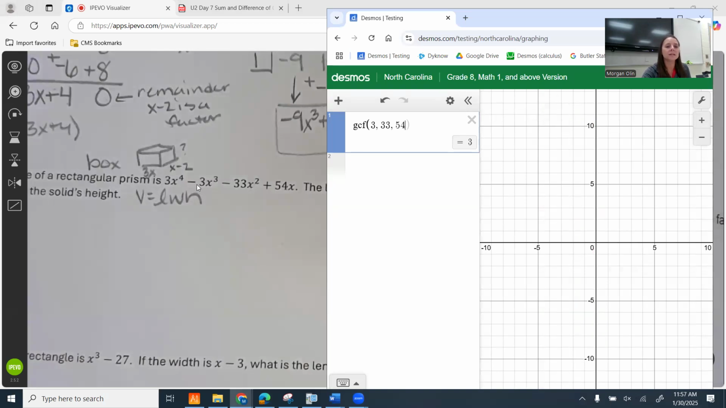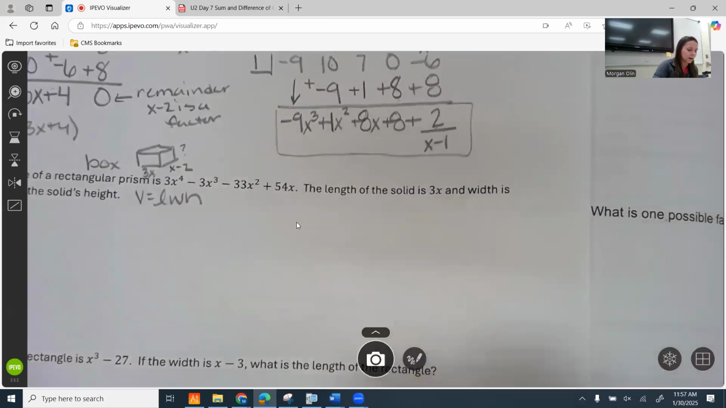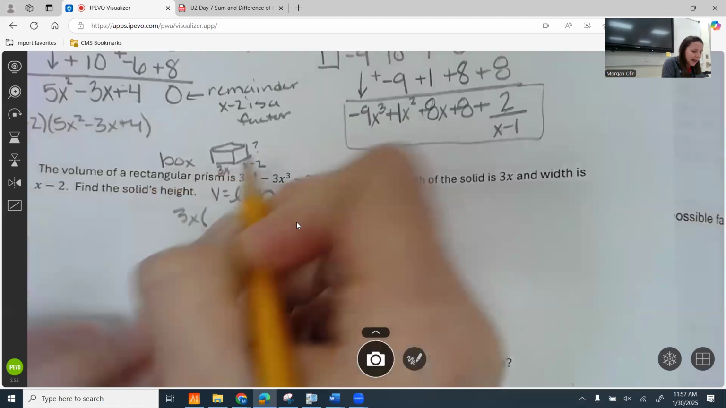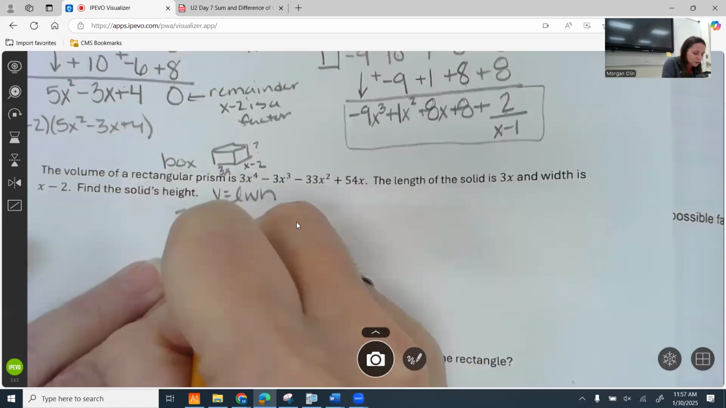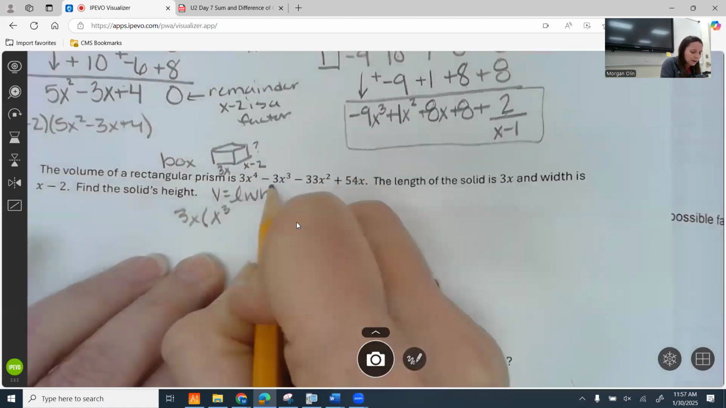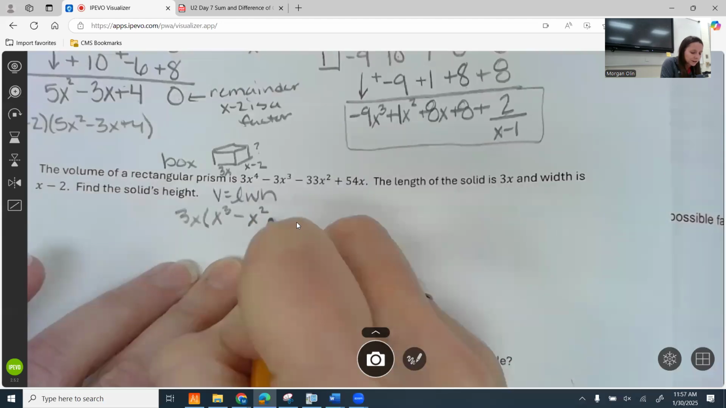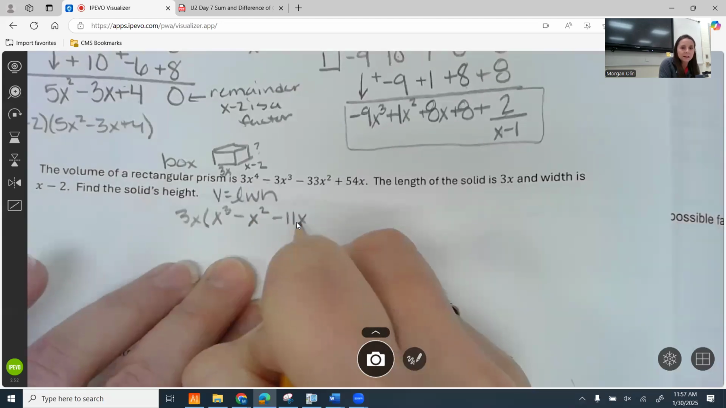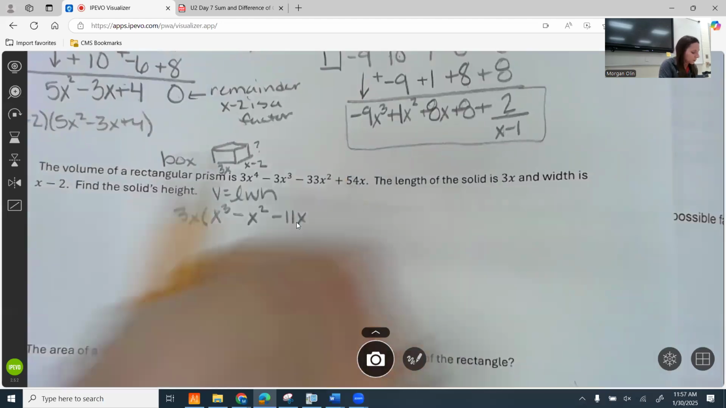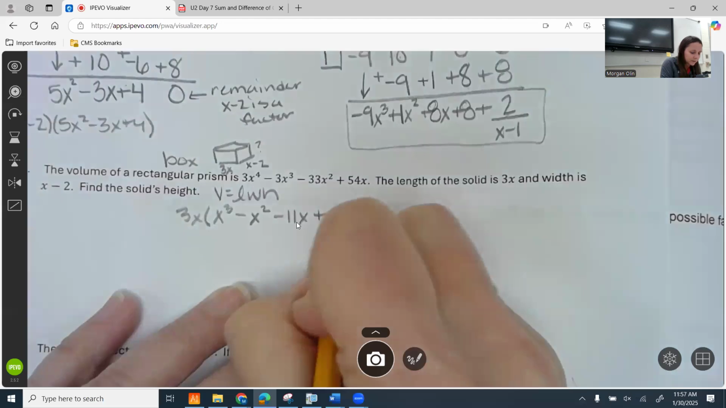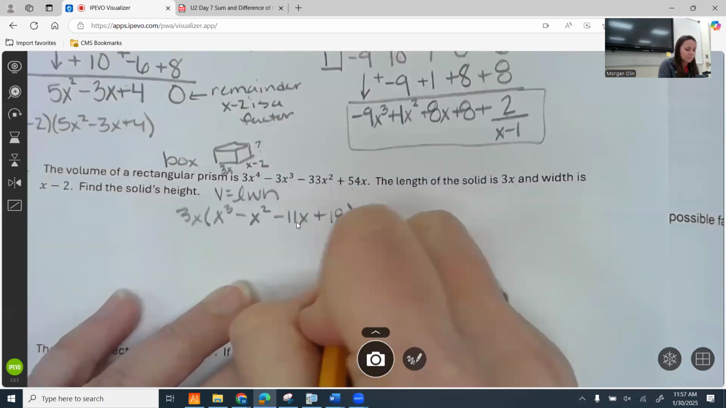And then the other thing you see in here is that there's an x that comes out of each one of these. So not only does a 3 come out, a 3x comes out. And if I take it out, I'm going to be left with x cubed, minus... if I take a 3x out, I'm left with x squared. Then if I take a 3x, it's going to be negative 11x. Then if I take a 3x, just think, what is 54 divided by 3? It's 18. And that x went outside, so I'm left with this.